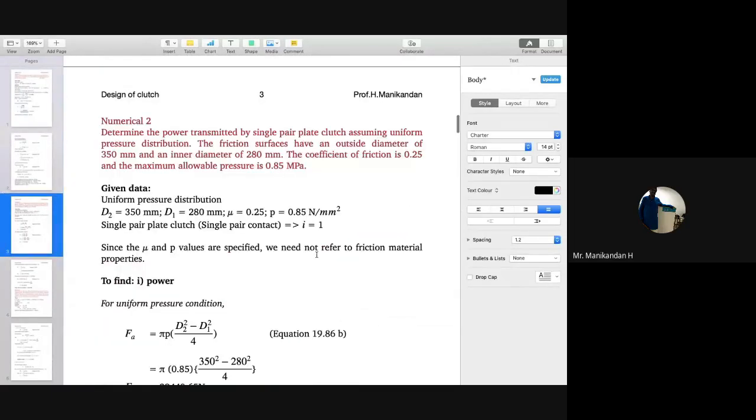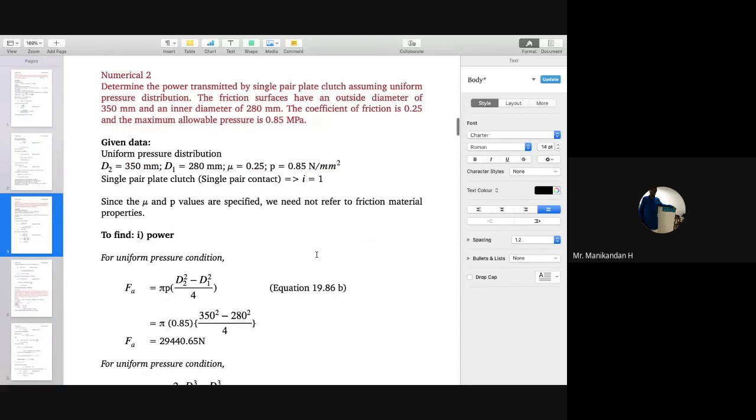Numerical 2. Determine the power transmitted by a single pair plate clutch assuming uniform pressure distribution. The friction surfaces have an outside diameter of 350 mm and inner diameter of 280 mm. The coefficient of friction is 0.25. Maximum allowable pressure is 0.85. So this is a very direct question because they have given all the data.